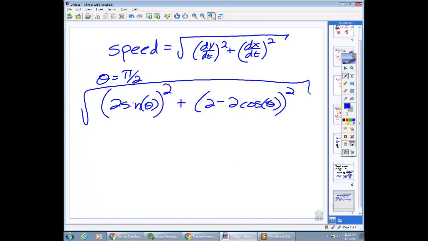So let's see, if I plug in the pi over 2, sine at pi over 2 is 1. So that's going to give me 2 squared, which is 4. Cosine at pi over 2 is 0, so I get another 2 squared, or 4. So I have the square root of 8, which is twice the square root of 2. See, square root of 2 is about 1.7, so this is like 3.4-ish units per second.